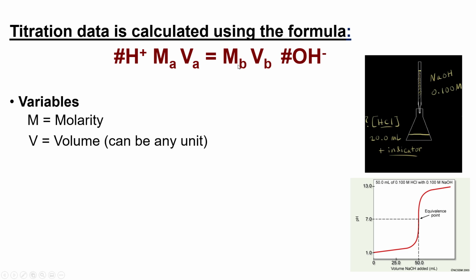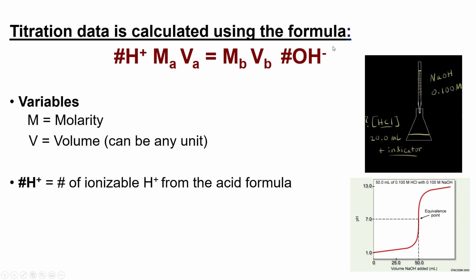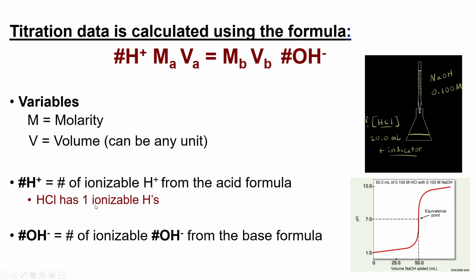MAVA equals MBVB, we said, was on the reference table, but what's not on the reference table are the variables that appear on the left and the right, and that is the number of H+ and number of OH-. What that stands for is the number of ionizable hydrogens on your acid. So for instance, if your acid was HCl and you looked at the dissociation equation, it would have one ionizable hydrogen. Conversely, if you had a hydroxide, which is your base, and you had sodium hydroxide, if we looked at its dissociation equation, it would have one ionizable hydroxide.